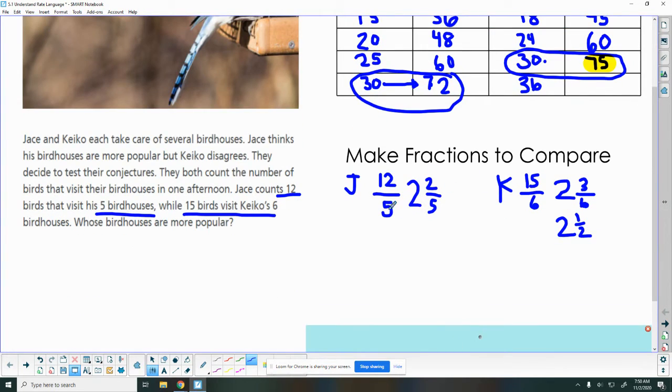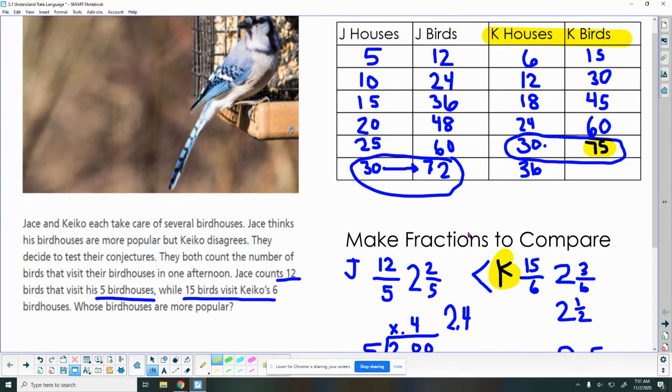So I need to compare 2 2/5 to 2.5. I know 2.5 as a decimal is 2.5. And I'm going to turn 2/5 into a decimal. So I put the 2 inside and the 5 outside to make this into a decimal. 5 can't go into 2, but it can go into 24 times exactly. So this one is 2.4. 2.4 is less than 2.5. So again, I'm showing that Kiko has a more popular birdhouse style.